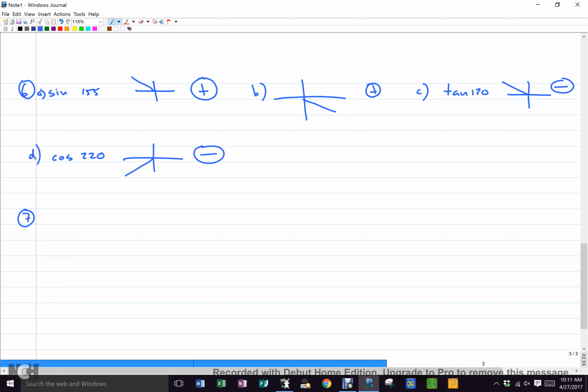Number 7. Sketch an angle in standard position such that sine theta equals 5 over 13. Well, sine is y over h. So I must need a positive sign with a y of 5, and that's 13. So as long as I've gone up 5 and 13, I've got the two possible angles.